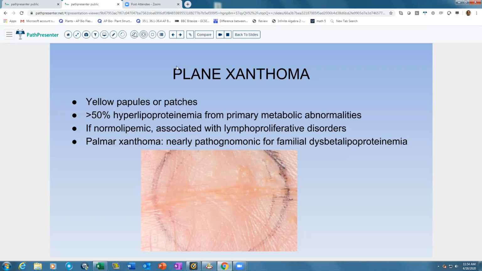The plane xanthomas usually present with yellow papules or patches. They can be in the intertriginous areas. They can be distributed throughout the body. So when they are distributed, then you have to think of hyperlipoproteinemia from primary metabolic abnormalities, and also some sort of lymphoproliferative disorders when the patient has plane xanthomas. If they occur on the palmar area, they are nearly pathognomonic for familial dysbetalipoproteinemia.